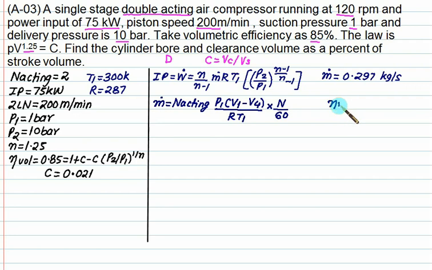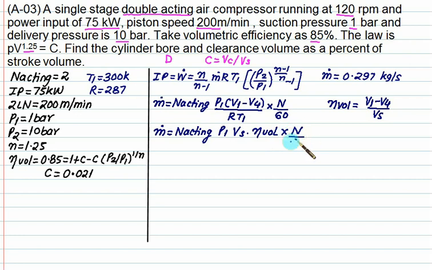but we don't know the value of speed, neither do we know the value of the stroke. So what we do is that we'll use the equation eta vol, which is basically defined as V1 minus V4 divided by swept volume or theoretical volume equal to Vs. So we can replace this V1 minus V4 in terms of product of Vs into eta vol, and we'll modify this equation as m dot equals number of acting multiplied by P1 multiplied by Vs multiplied by eta vol, and the rest of the terms are the same, that is n by 60 divided by RT1.